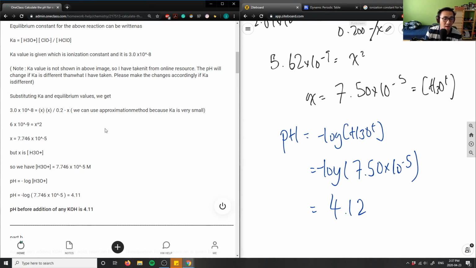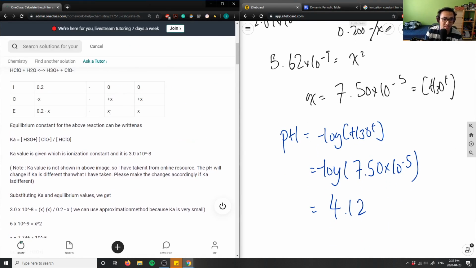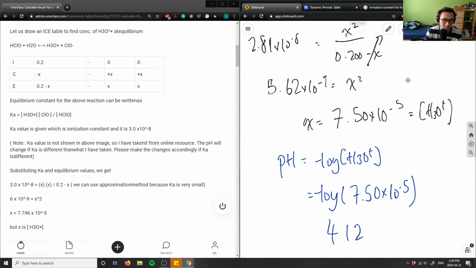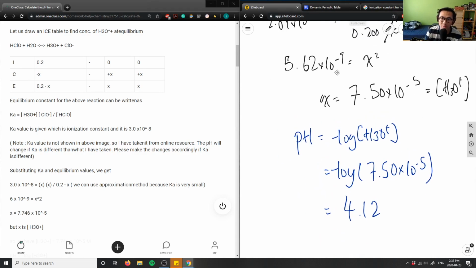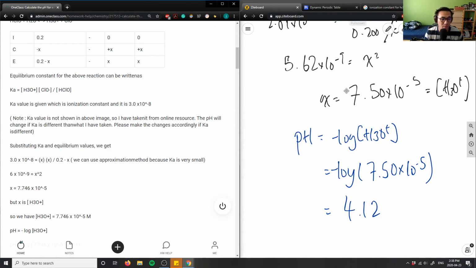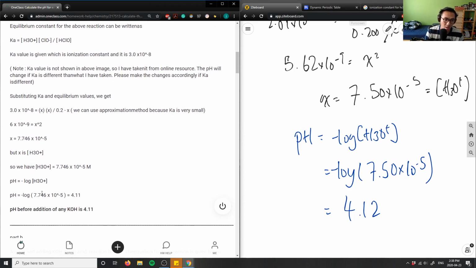So this is exactly correct. They have the ice table here with x, and you have x squared. They use the approximation method because K is very small. I use the exact same thing when I cross out this minus x here. I'm square rooting both sides for basically 5.6 times 10 to the negative 9, which gives 7.746. 7.50 is probably the same thing here, and then I use the negative log of the concentration of hydronium ions to figure out the pH, which is 4.12.